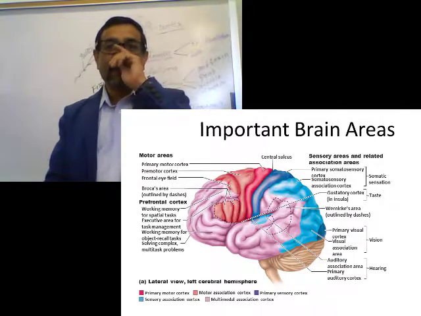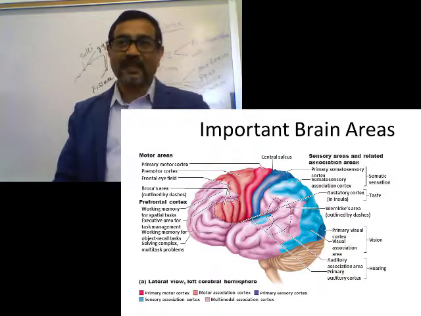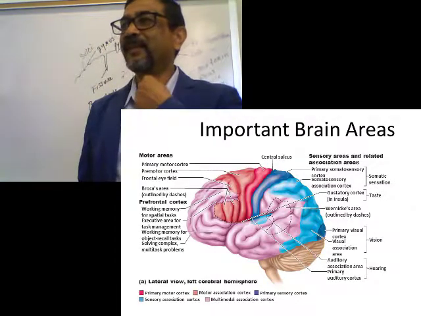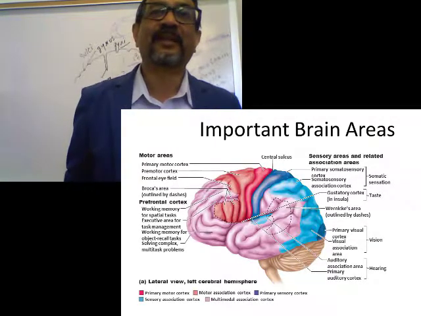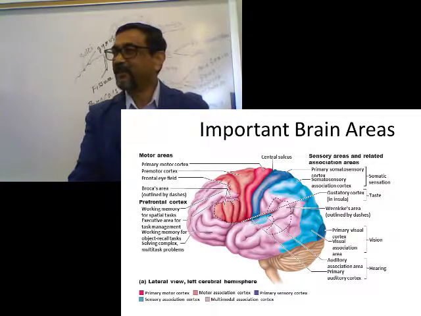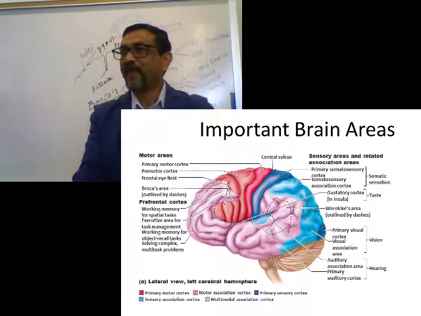So when you speak, that area sends signal to the vocal cord. You know vocal cord, right? The vocal cord gets signal from that area that controls it, so you can produce speech. Is it clear?